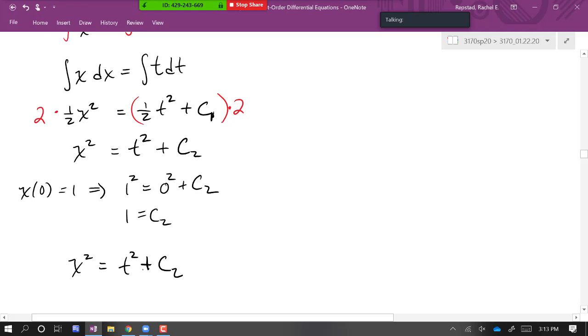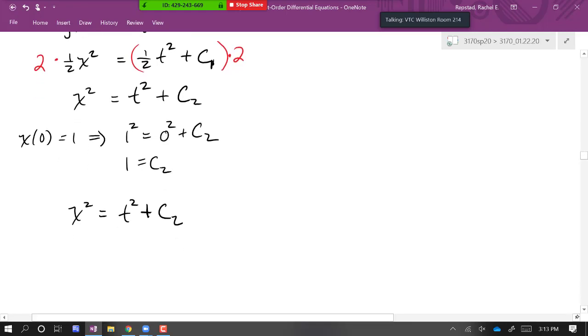What we have here, x squared equals t squared plus 1, is what we would call the implicit solution. It does relate x as a function of t, more or less, but it's not solved explicitly for x. It's solved for x squared.